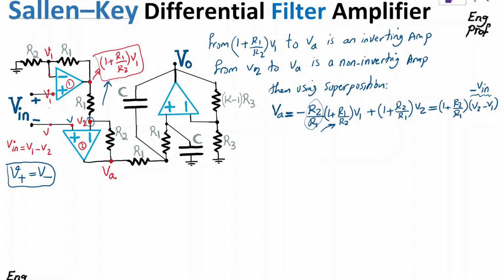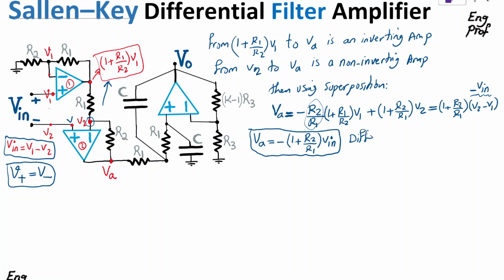So as a result, because of this final outcome, I'm summarizing that VA is negative 1 plus R2 over R1 times Vn. So that's the meaning of the differential amplifier of this whole circuit. This is literally a differential amplifier. So I would say differential amplifier gain just depends on the R2 over R1 ratio. All right, let's keep this as equation 1.